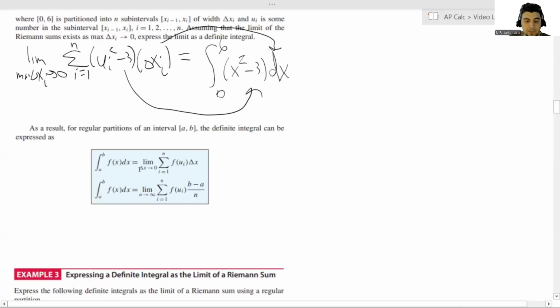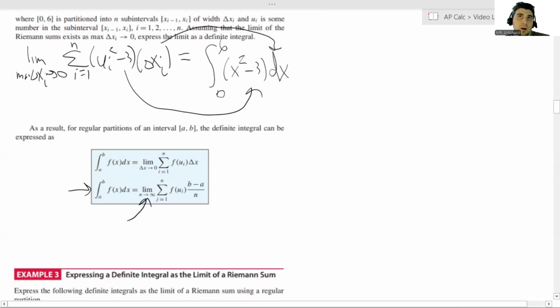Okay, the limit as delta x approaches zero, or the limit as n approaches infinity. This first one is saying that the width of each subinterval is approaching zero. As you make each subinterval get thinner and thinner, you're going to have to make more subintervals. So that's going to imply that you have an infinite number of rectangles approximating the area under the graph, giving you the exact answer. This second one is essentially saying that the number of rectangles is approaching infinity.